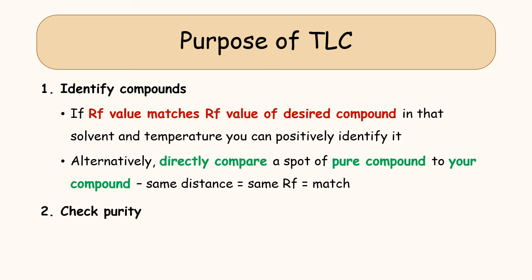TLC is also used for checking purity because pure compounds will only have one spot in a TLC. So for example, if you're doing a reaction, if you have one reactant that's turning into one product, at the start you would have one spot with one RF value corresponding to the reactant. If you were sampling the reaction as it went on, anytime that there are two spots, it means you contain a mixture of reactant and product. When you only have one spot with a different RF value for the product, that's when you can say the reaction has finished and you've produced pure product.